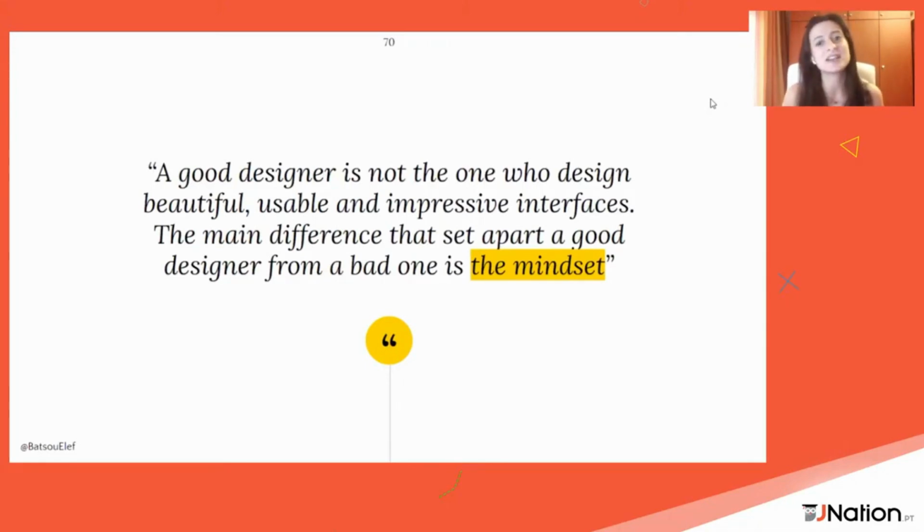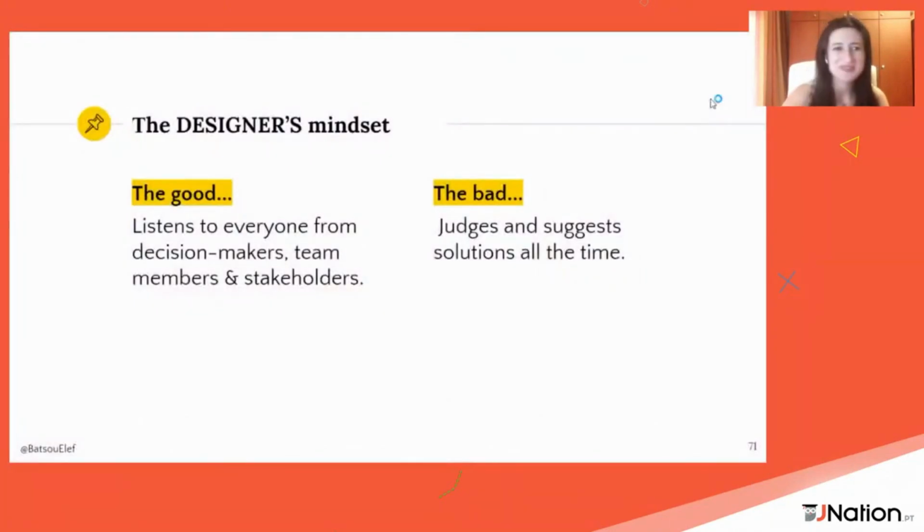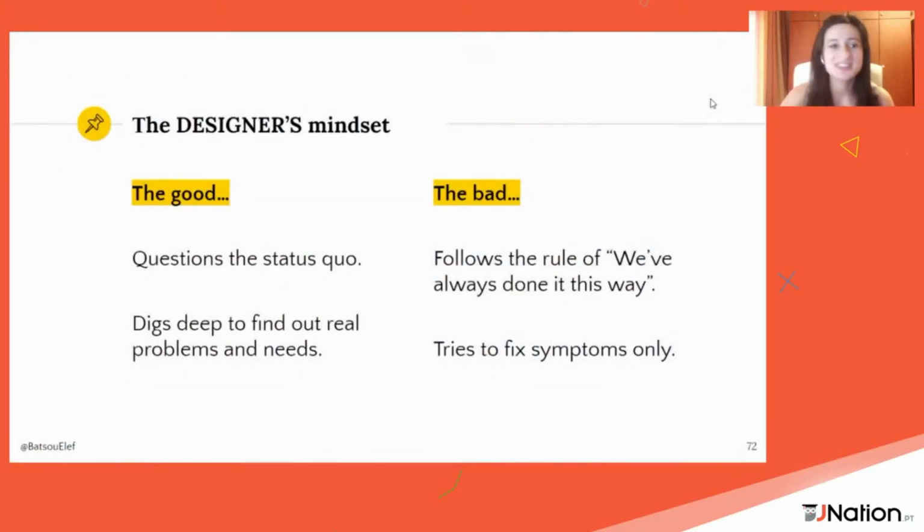It says, a good designer is not the one who designs beautiful, usable, impressive interfaces. The main difference that sets apart a good designer from a bad one is the mindset. So, the designer's mindset. A good designer listens to everyone, from decision makers, team members, and stakeholders, whereas the bad one judges and suggests solutions all the time. Pick one. The good designer questions the status quo, but the bad one always follows the rule. We've always done it that way, so why not go with that one again?